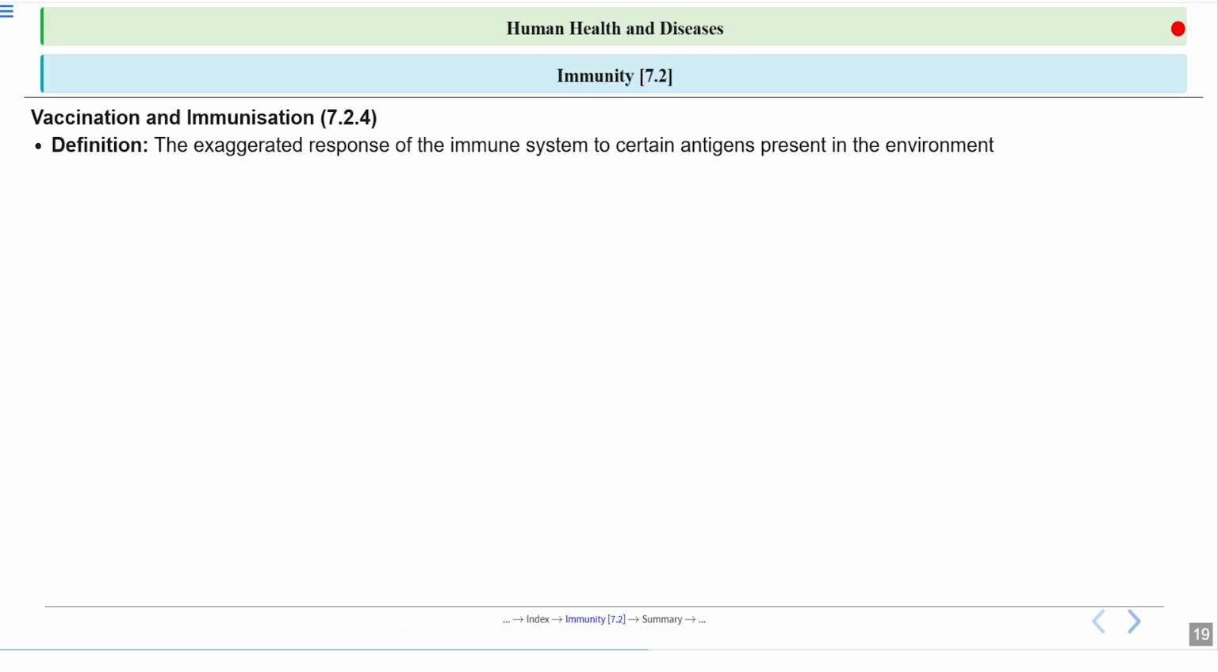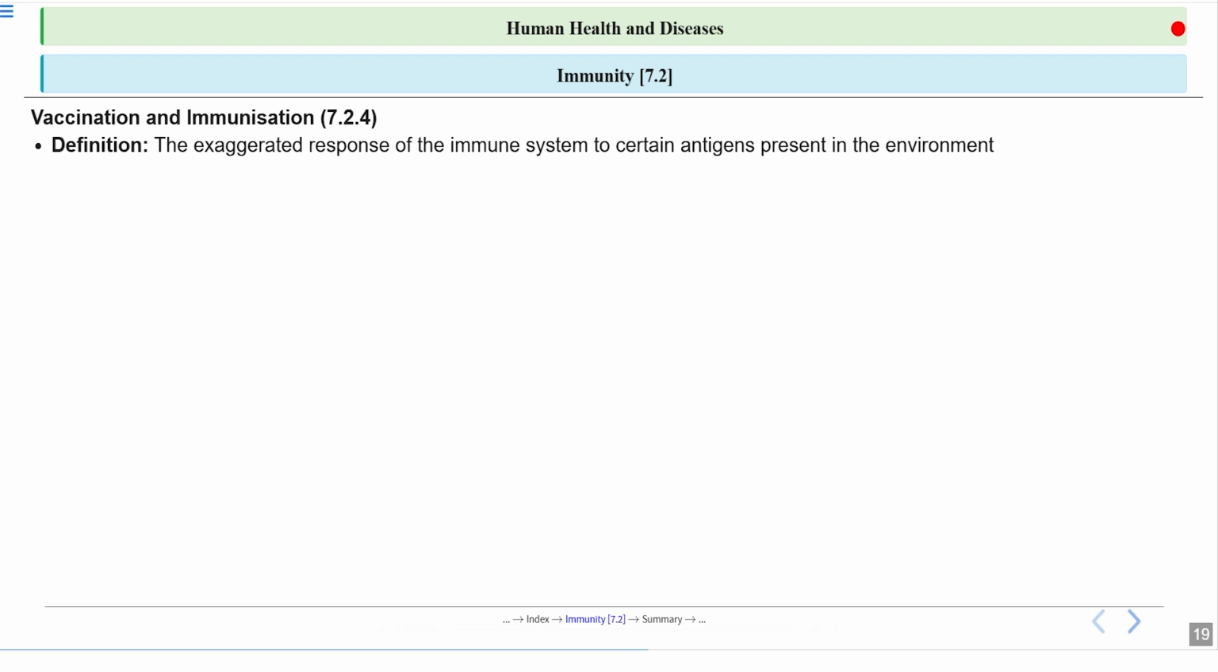Now we have already discussed vaccination and immunization. We have also talked about the immune response, primary and secondary immune response. Okay, let's talk about allergy also now.